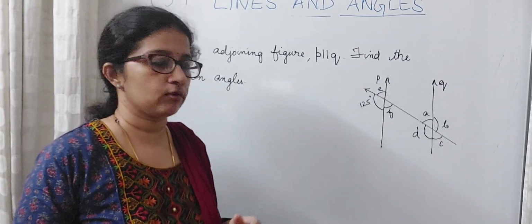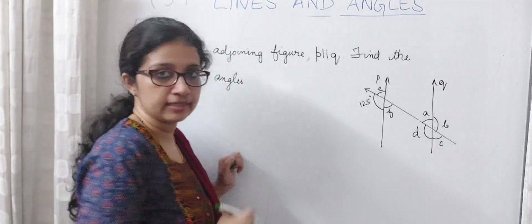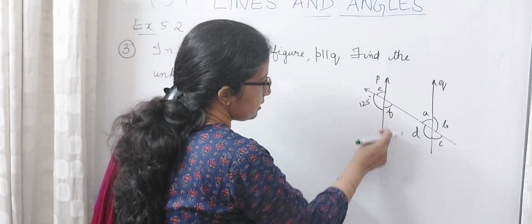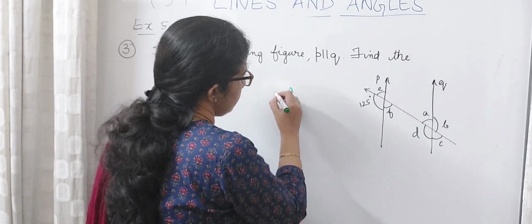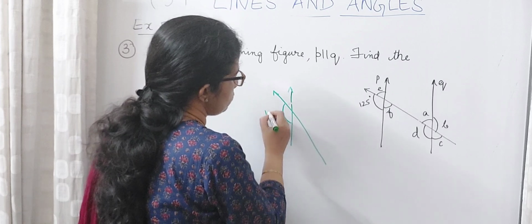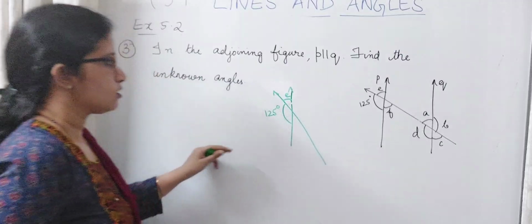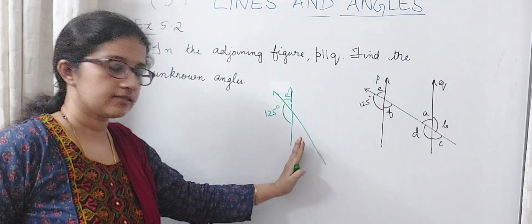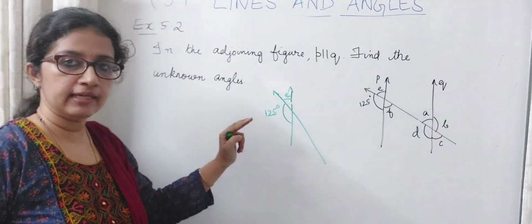So let's take one by one. They have given this angle is 125 degrees, right? So let's take this line P, and this transversal which is cutting it. This is 125 degrees and this is E. This is a straight line, so if this is 125 degrees, what is E?